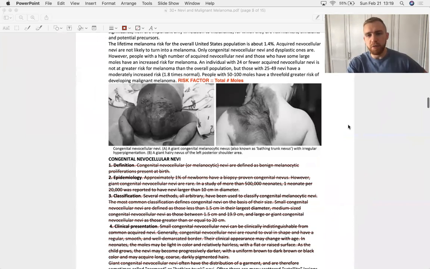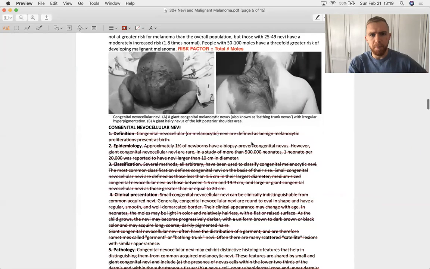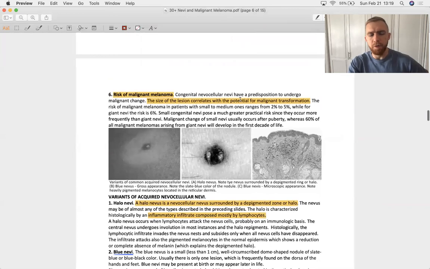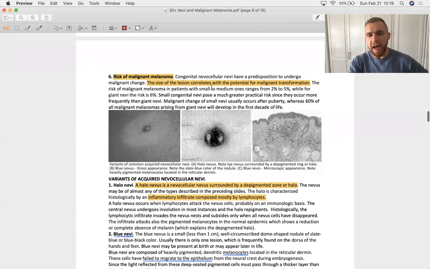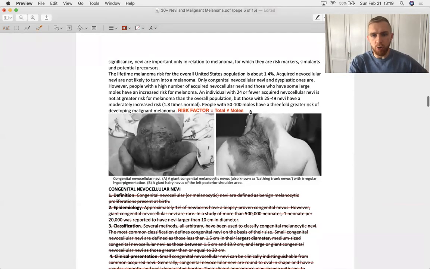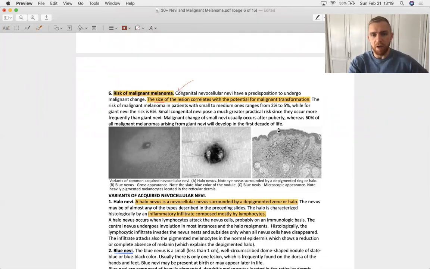And a risk factor for predicting if a patient's going to have a mole that turns into a melanoma is actually the total number of moles that that patient has. And for any individual nevus, the size of the lesion also correlates with its potential for malignant transformation. So we've got two pretty big risk factors here for transformation. Number one is going to be the total number of benign moles that a patient has. And out of any one individual mole, the risk factor is going to be just straight up the size of the lesion.